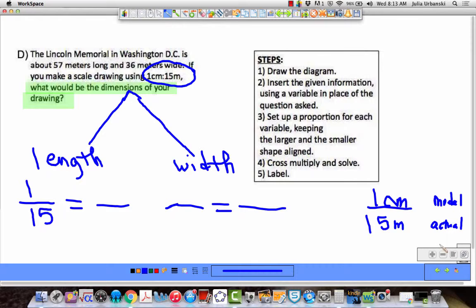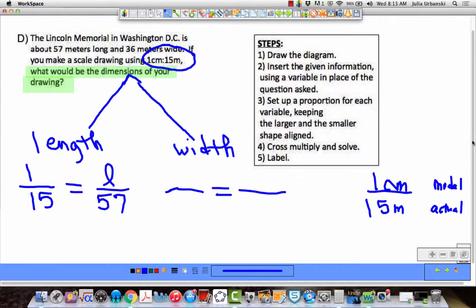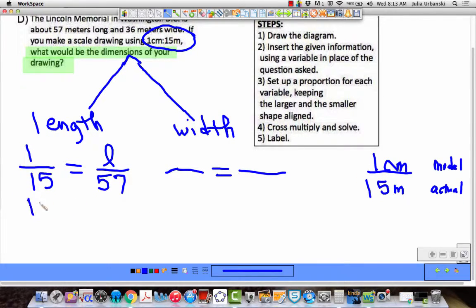Okay, now talk about length only. Length only, that is this one right here. The memorial is about 57 meters long. Where does the 57 go, top or bottom? The actual memorial is meters. Where does the 57 meters go? Bottom, good. The 15 meters is on the bottom, so the 57 meters is going to go on the bottom. And the length we don't know. This time I'm going to call it L instead of X. L for length. So we have 15L equals 57.